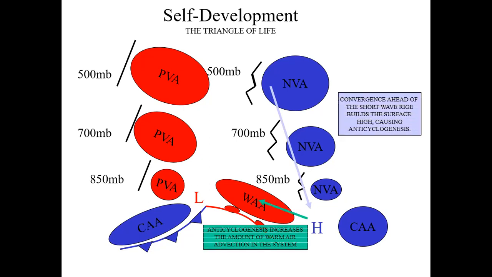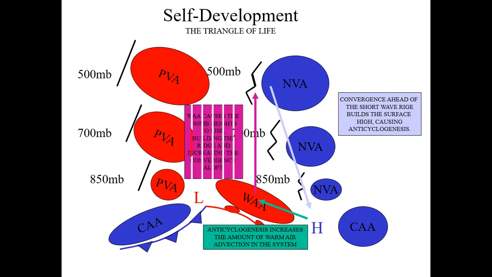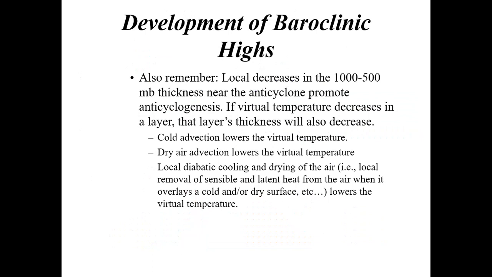Here's a couple more boxes to kind of show you just generally the motions, and that's a great slide again. The connections between lows and highs is a constant interplay in the atmosphere, the circulations between both of these pressure systems. All right, and also remember the development of baroclinic highs. What baroclinic highs really want is local decreases or drop-offs in the thickness values near the center of the anticyclone. That's going to be more beneficial when we lower the thickness values, meaning we have colder air towards the center when we're talking about baroclinic highs.